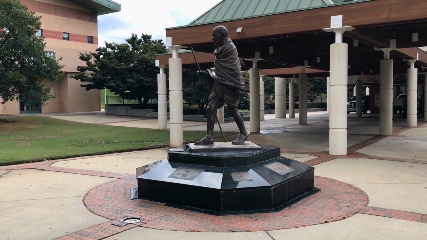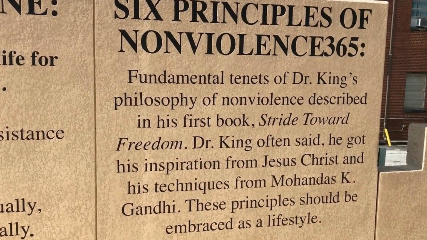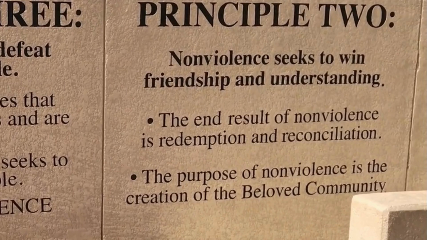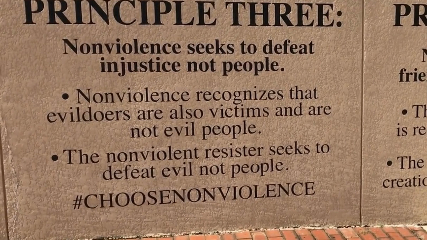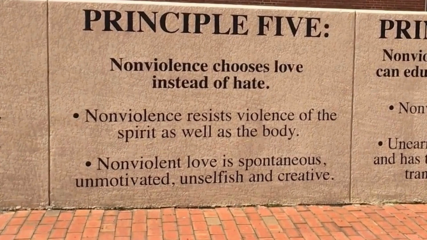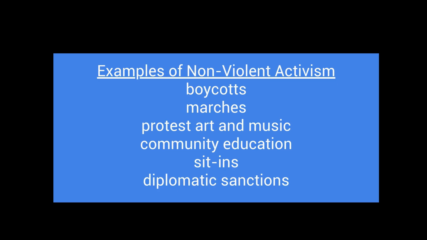In the park, there is a statue of Mahatma Gandhi. Gandhi was an activist in India, and he led a peaceful movement that resulted in India's freedom from Great Britain's colonial rule. Though the 2 men never met, Gandhi's idea of social change through nonviolent activism profoundly influenced Martin Luther King. Some examples of nonviolent activism are boycotts, marches, protest art and music, community education, sit-ins, and diplomatic sanctions.